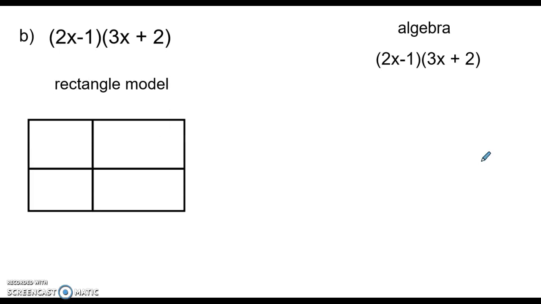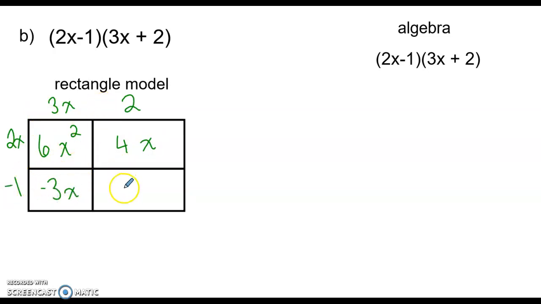We can use the rectangle model here instead of algebra tiles. So we're going to put 2x and negative 1 on the side. We'll put 3x and positive 2 on the top. 3x times 2x is 6x squared. 2x times 2 is 4x. Negative 1 times 3x is negative 3x. And negative 1 times 2 is negative 2.